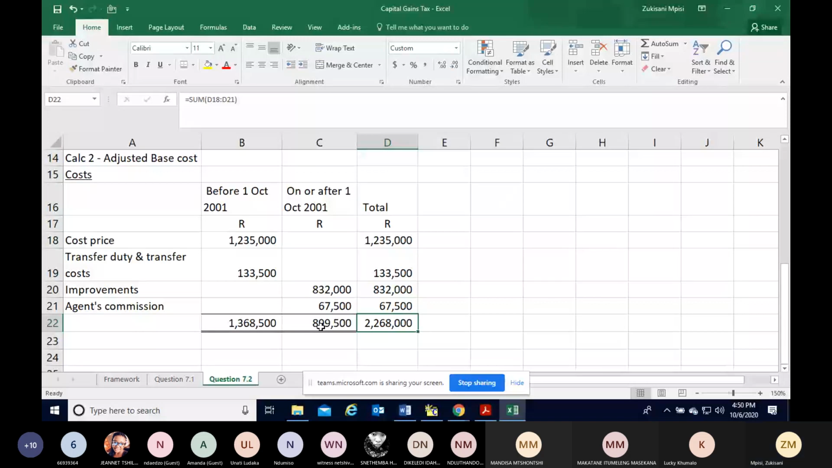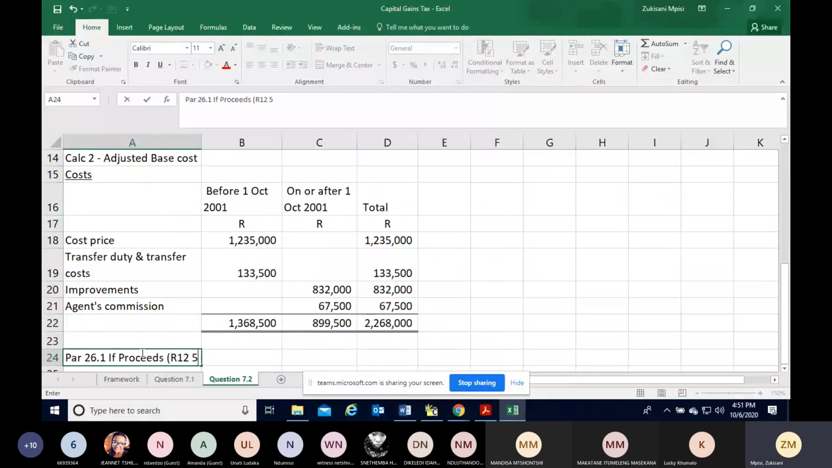if the proceeds are greater than the total base cost, then the valuation. So paragraph 26.1 says if proceeds, how much are our proceeds? It's 12,500,000, which is greater than the total base cost. And what is the base cost? 2,268,000.